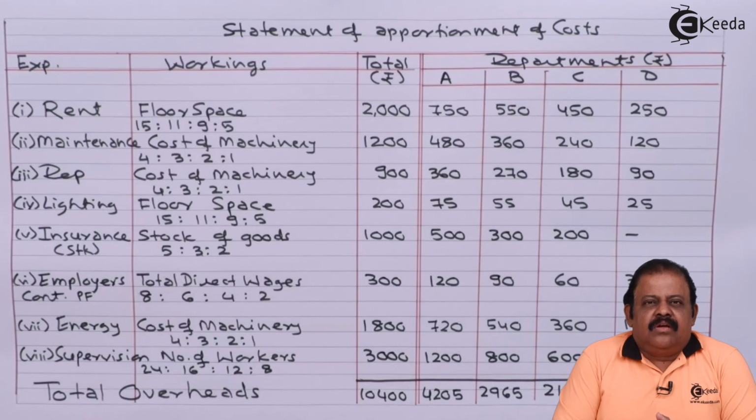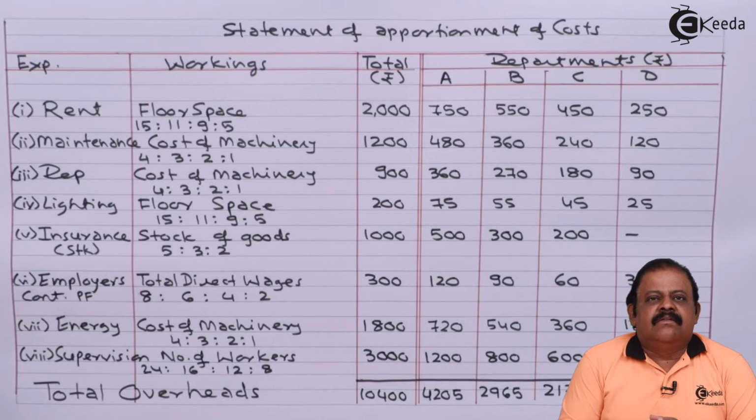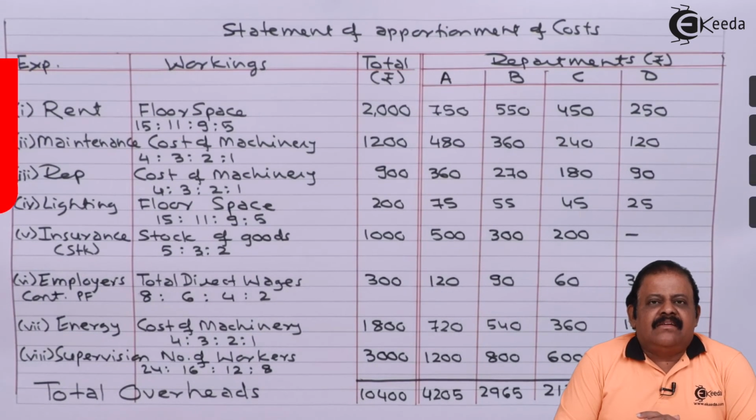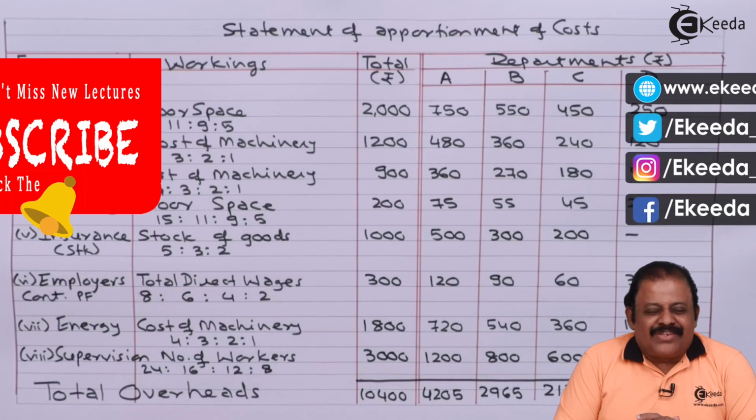In this question, we have learned how to give effect to items like statutory payments by the employer and expenses like energy.